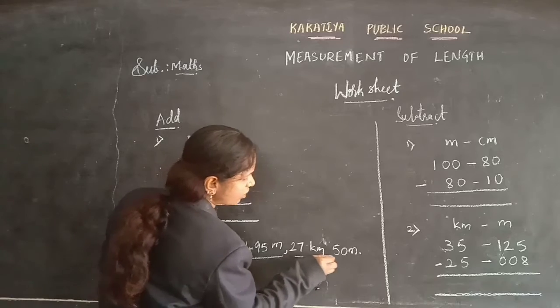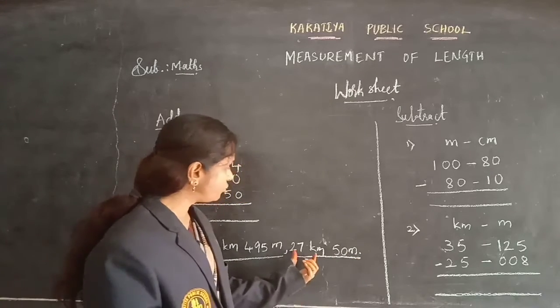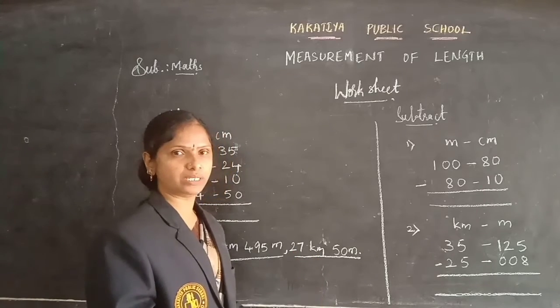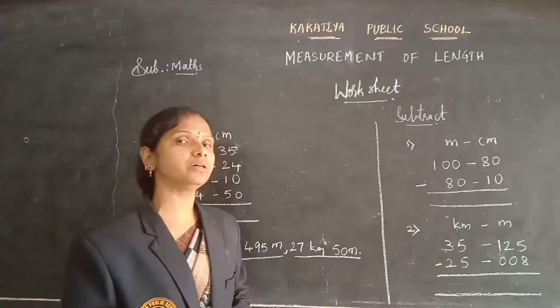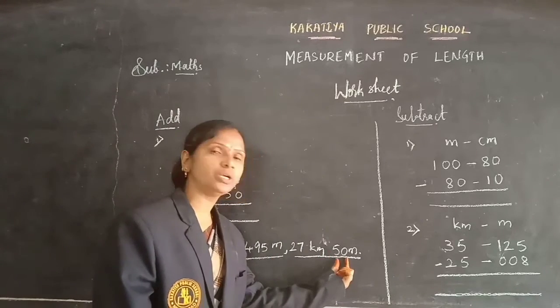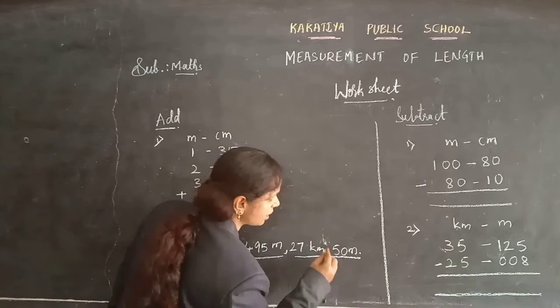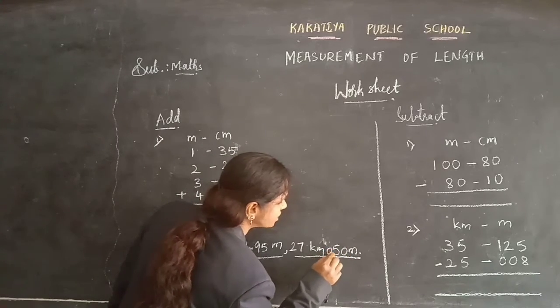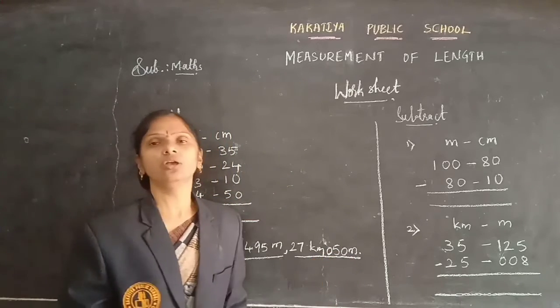Now 27 kilometers 50 meters is the second number, children. And now 27 kilometers in the kilometers column and 50 meters. 50 meters, the meters number should be 3 digits, children, but here they given 2 digits only. So what you need to do here, before arranging in the column, you need to take it here first 0. Means 050 meters. Now you can arrange it in columns.